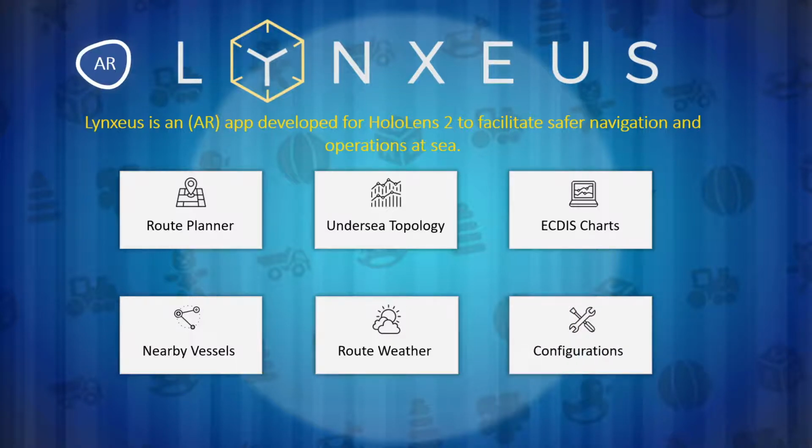And finally, we have configurations. This is where we provide details about the vessel. So the details we need to provide typically include draft, air draft, and some more details that can be very helpful for helping the software learn more about the vessel.